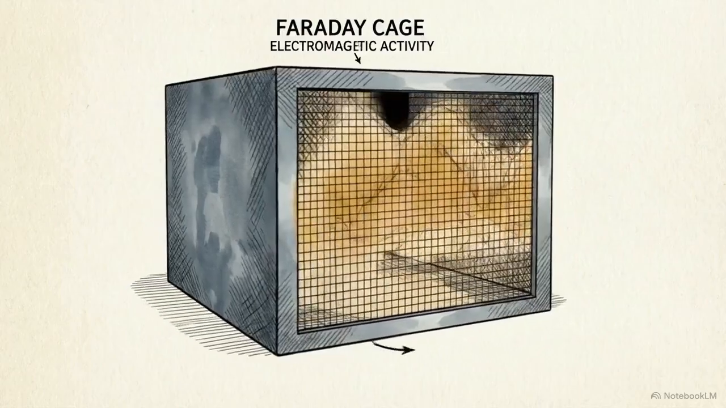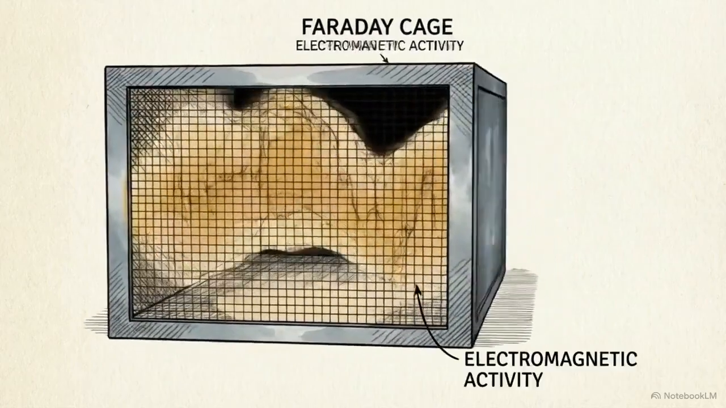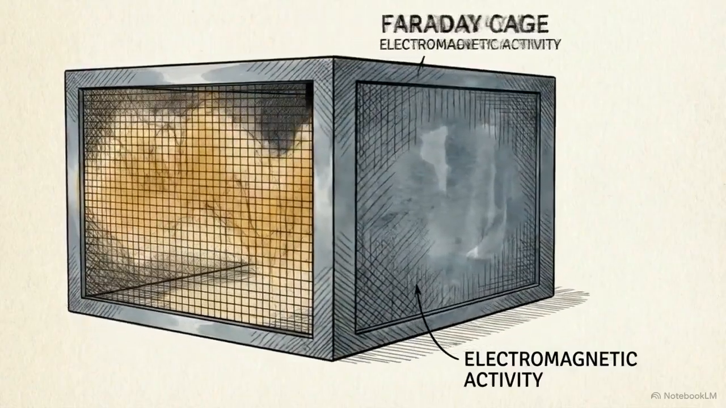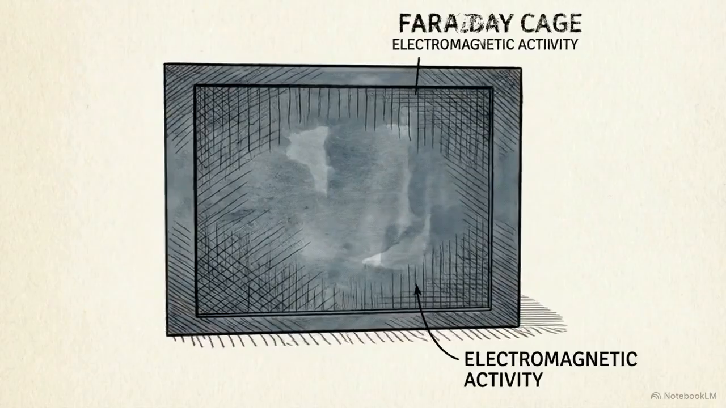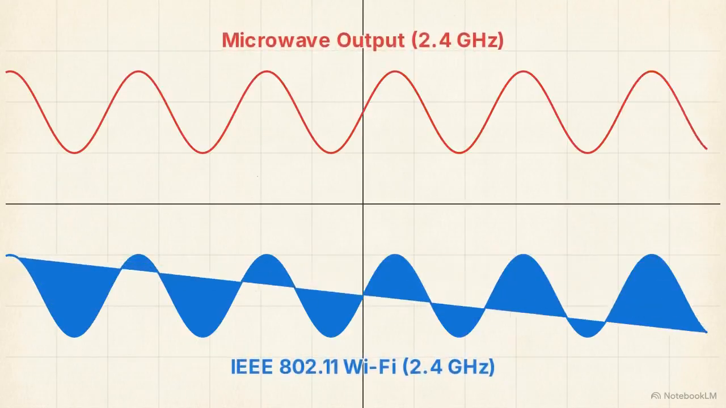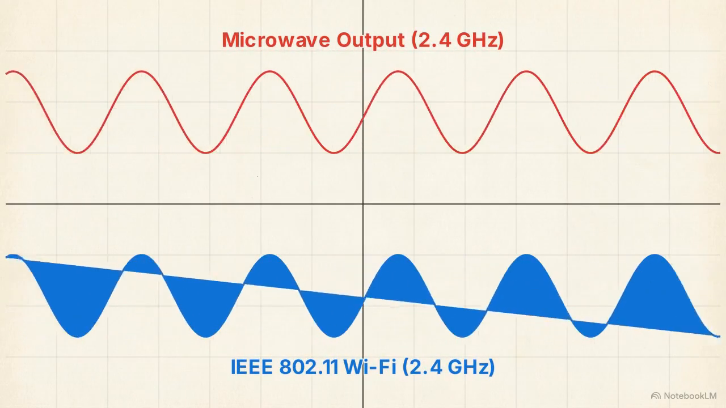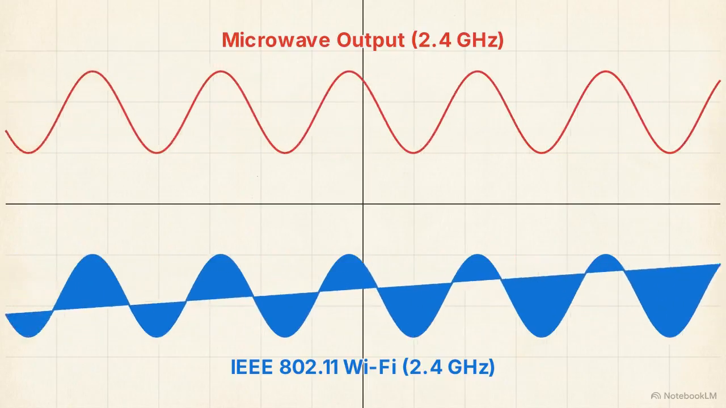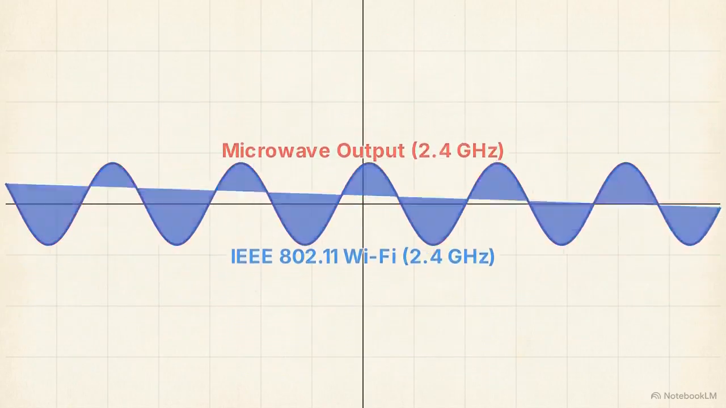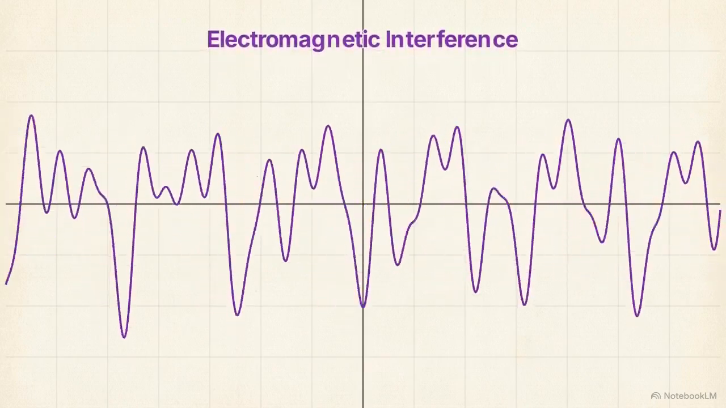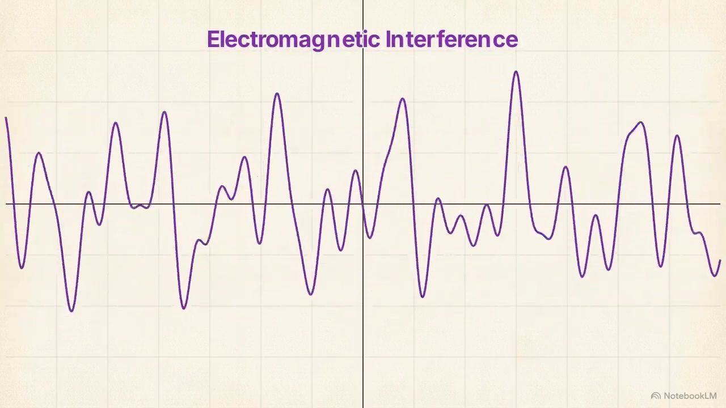This highly reflective box is a Faraday cage. It serves as an absolute barrier, blocking internal electric fields from leaking into the surrounding environment. This side-by-side wavelength comparison shows exactly why that shielding is necessary. The 2.4 GHz output of a microwave perfectly overlaps with the frequency band used by standard IEEE 802.11 Wi-Fi routers.